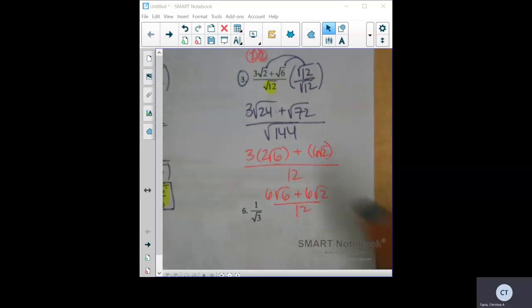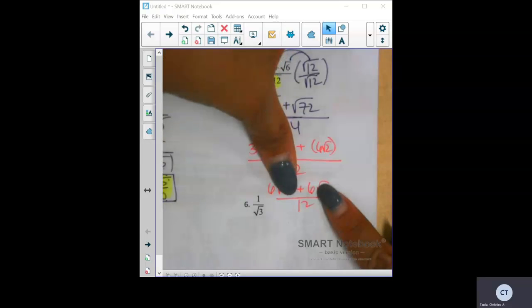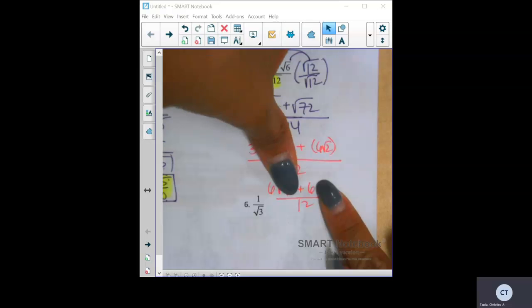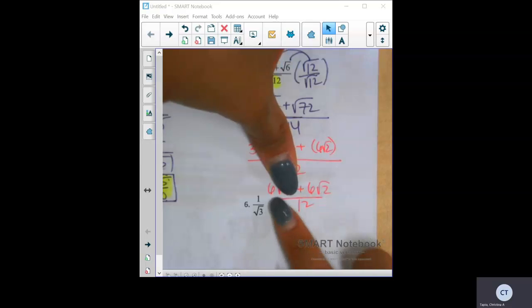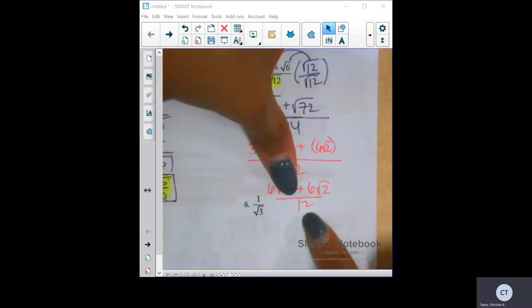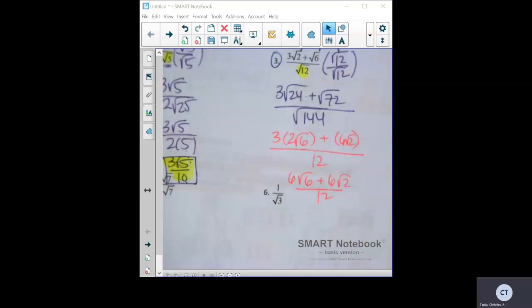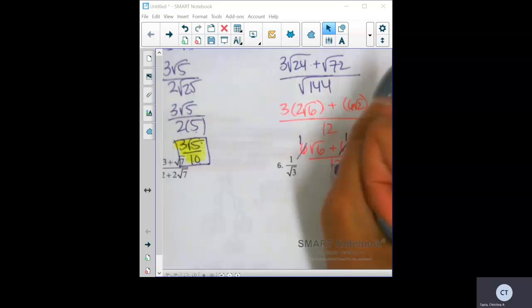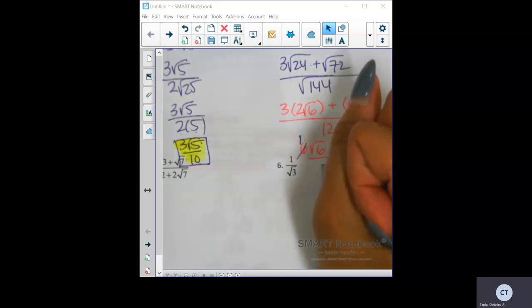The radicands, the numbers underneath the radicals, you can't touch. But the 6, 6, and 12, can you divide those by a number to make it reduce a bit? Travis, what can you divide them all by? Bigger. 6. You can do 6. 6 divided by 6 is 1. 6 divided by 6 is 1. 12 divided by 6 is 2. So let's divide them all by 6. So this will be 1, 1, and 2.